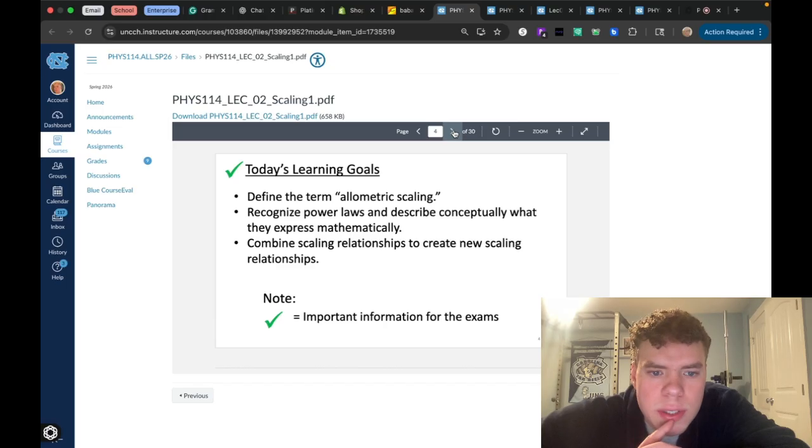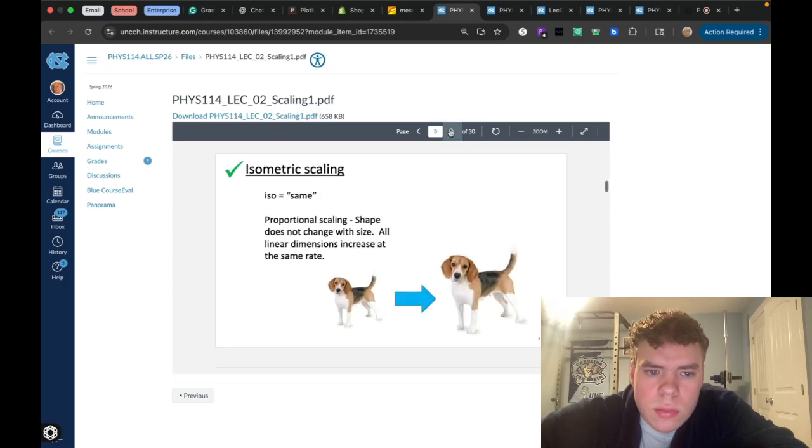Define allometric scaling, recognize power laws, and describe conceptually and mathematically what they express. Combine scaling relationships to create new scaling relationships. Check mark means important information on the exams. Okay.